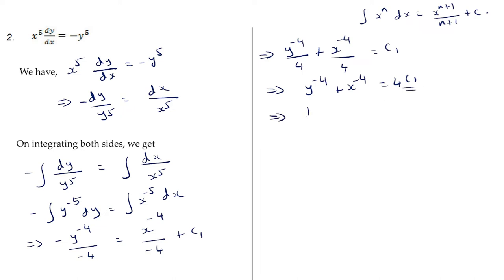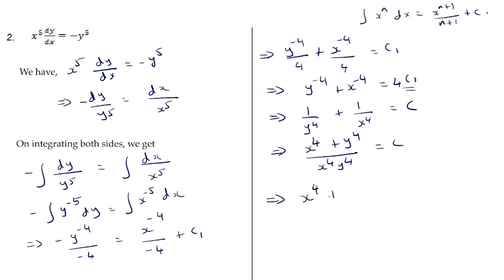y raised to minus 4 we can write as 1 by y raised to 4, and x raised to minus 4 is 1 by x raised to 4, equal to some constant c. Now let us take LCM. LCM is x raised to 4, y raised to 4. So numerator we have x raised to 4 plus y raised to 4 upon x raised to 4, y raised to 4 equal to c. Or the solution is x raised to 4 plus y raised to 4 equal to c into x raised to 4, y raised to 4. This is the general solution for this differential equation.